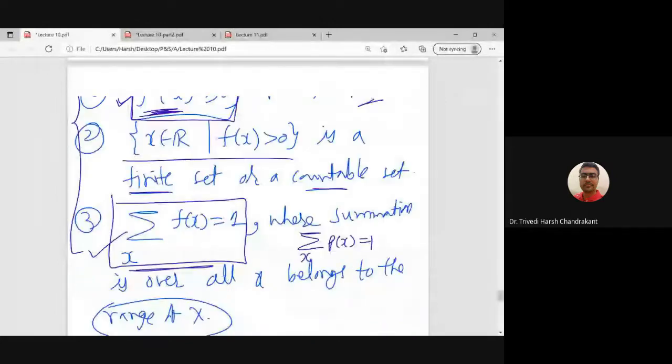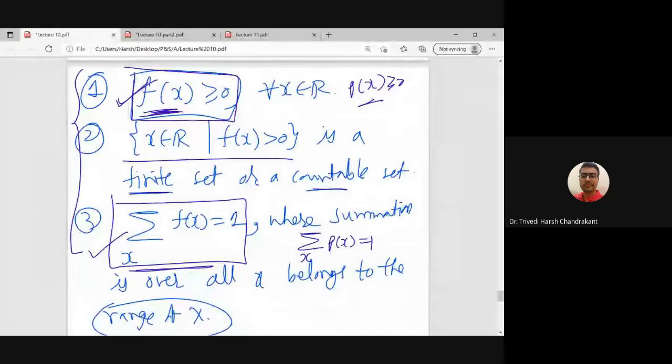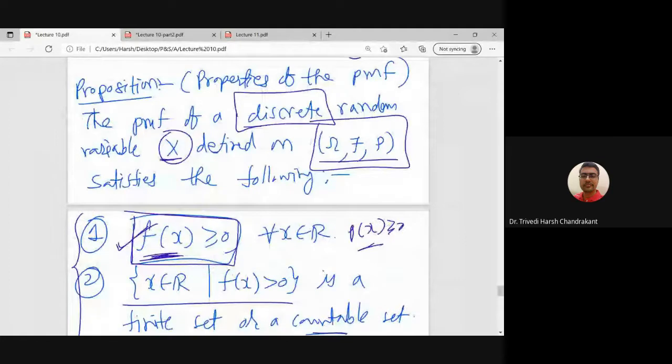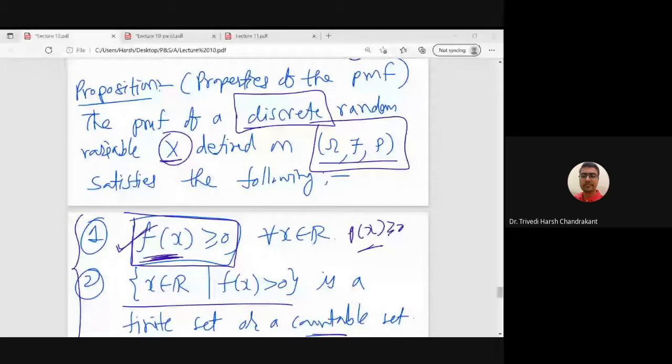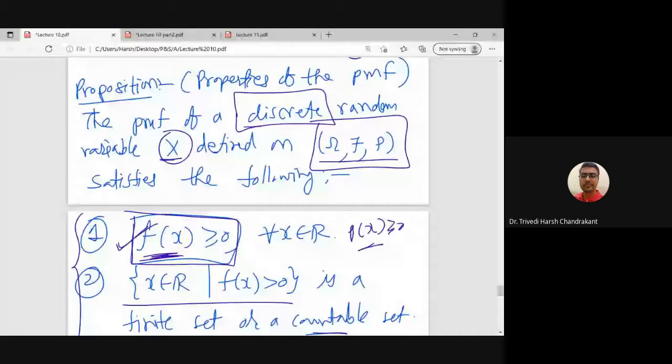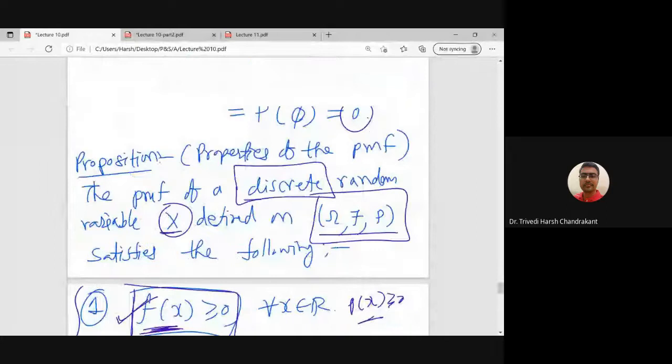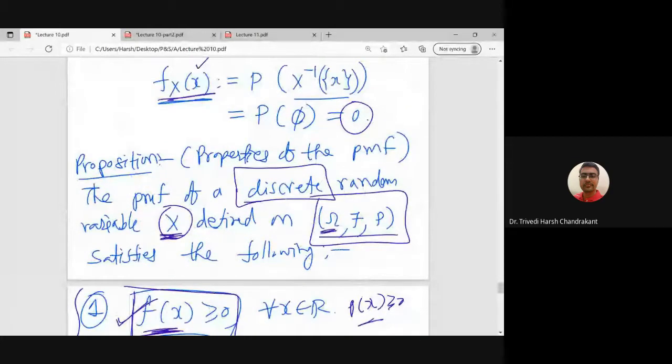The reverse of this statement. So what is the reverse of this statement? Here we started with the probability space along with the random variable, and we got the probability mass function. Now suppose we start with the probability mass function which satisfies these three properties. That means f(x) is non-negative, the set where f(x) is greater than 0 is a finite or countable set, and the third condition is that it adds up to 1. Then using this, can we construct a random variable and a sample space corresponding to the given probability mass function?